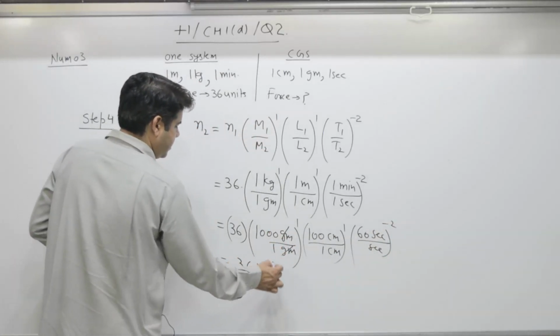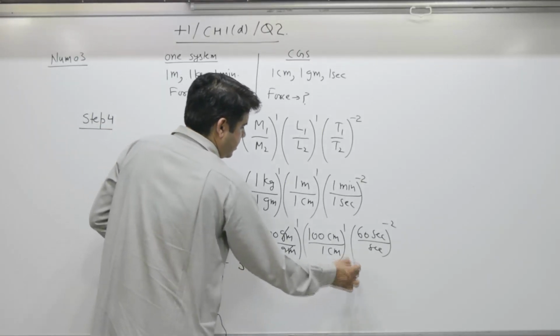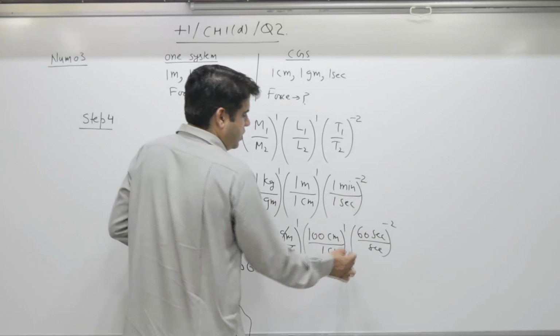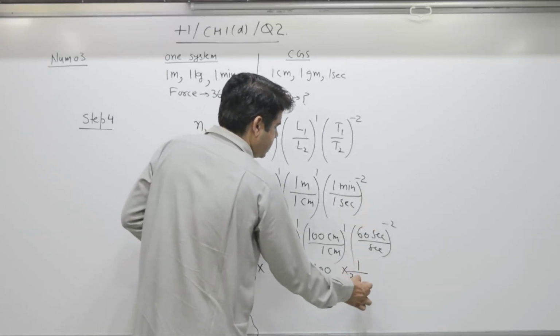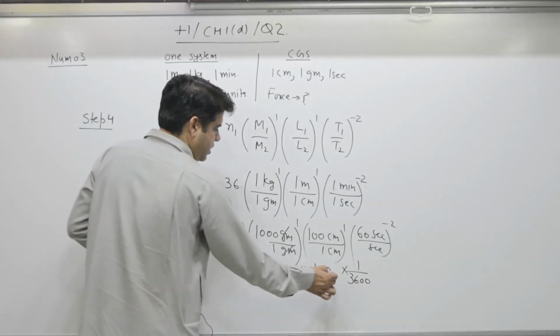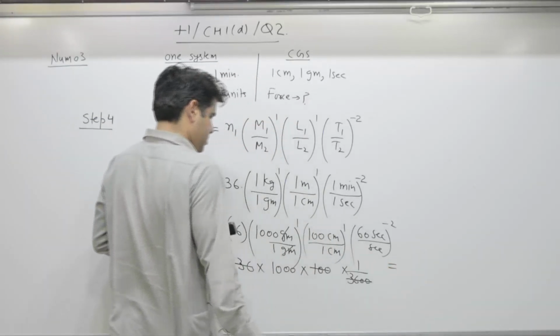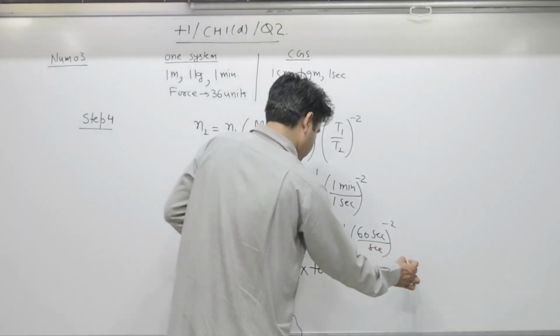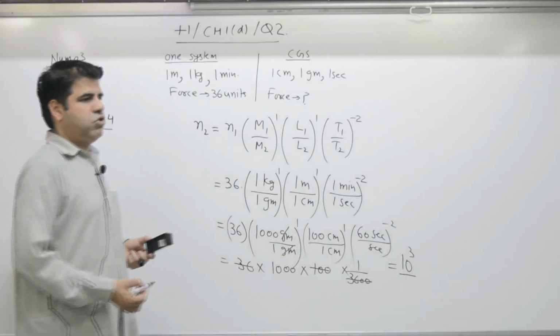36 into 1000 into 100. 60 is power minus 2. 1 by 60 is power 2, that means 1 by 3600. 3600 cancel. What you get is 10 raised to the power 3. What 10 power 3?